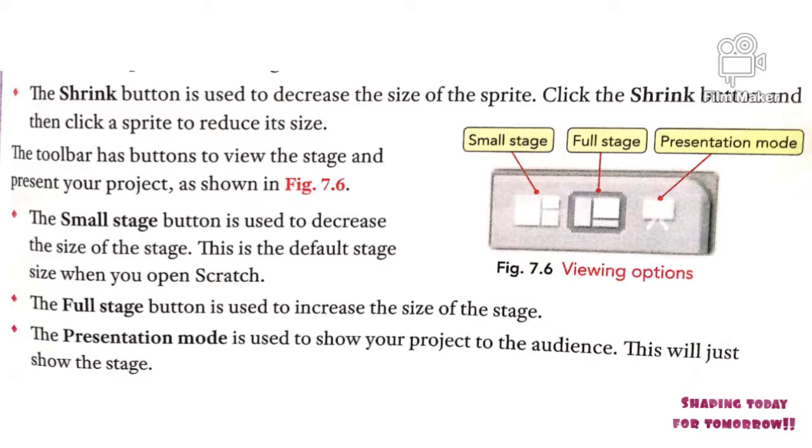So students, there are viewing options given in figure 7.6. There are three types of options: the small stage, the full stage, and the presentation mode. So let's see what these options are for. The first point is the small stage button. The small stage button is used to decrease the size of the stage. This is the default stage size when you open Scratch. So students, a small stage is a very small type of stage and this is the default stage size. So whenever you open Scratch, this is the size that will appear on your screen, as it is the default stage size. It is already selected by the software.